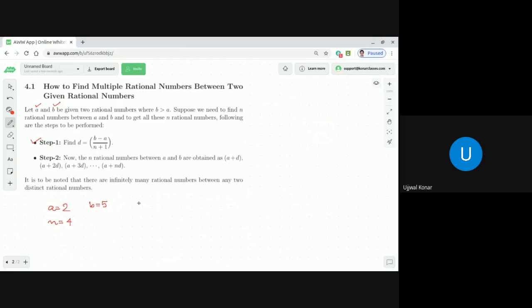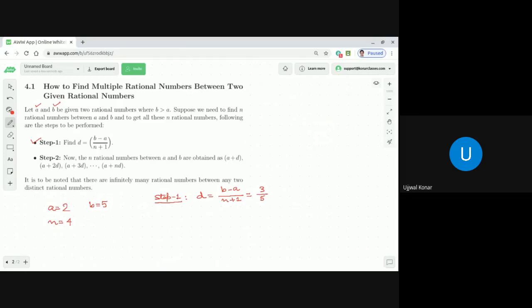So between 2 and 5 we need to insert 4 rational numbers. First, in step 1, we need to find a number D, and that number D is equal to (B minus A) by (n plus 1). What is B? B is 5 and A is 2. 5 minus 2 is 3. And n plus 1 is 5. 3 by 5. So we get the value of D is equal to 3 by 5.